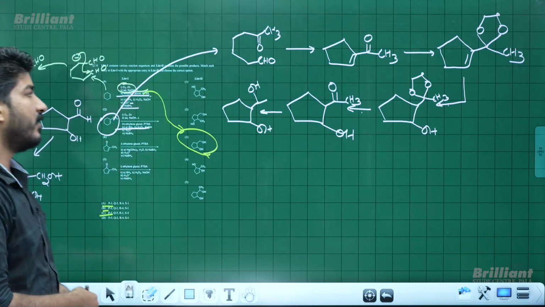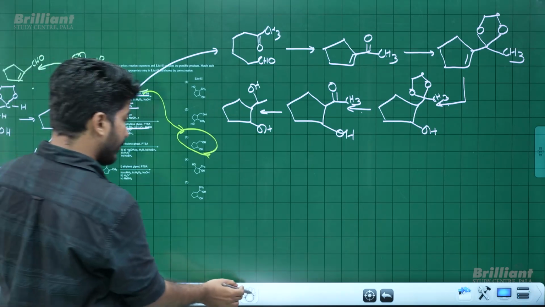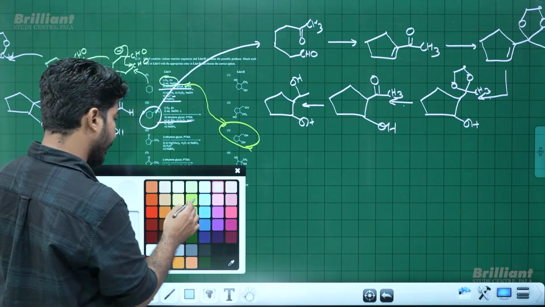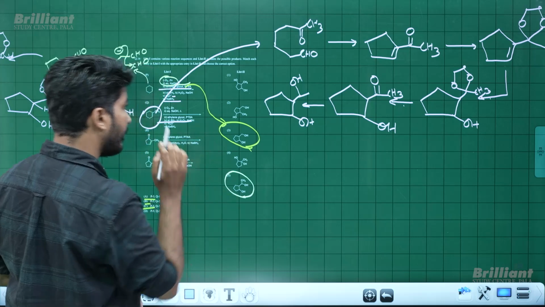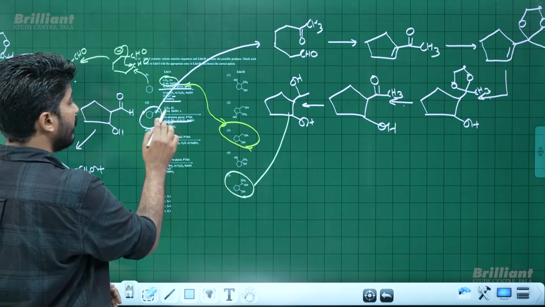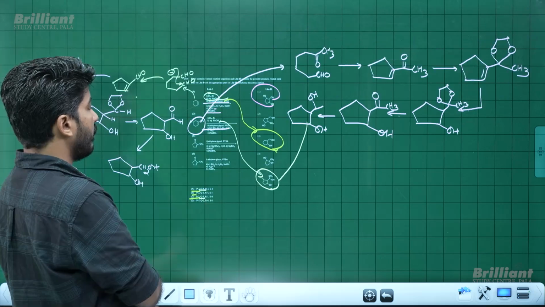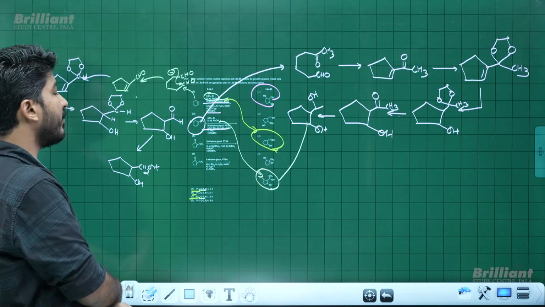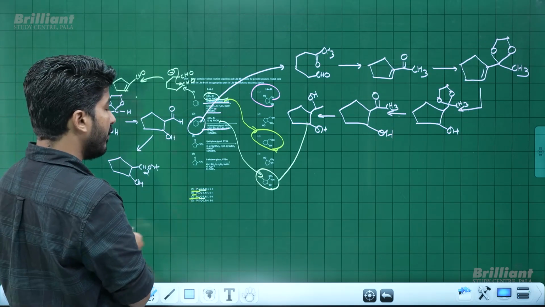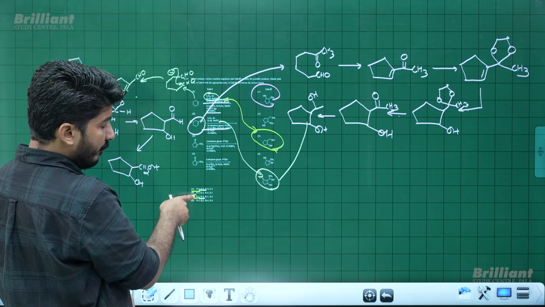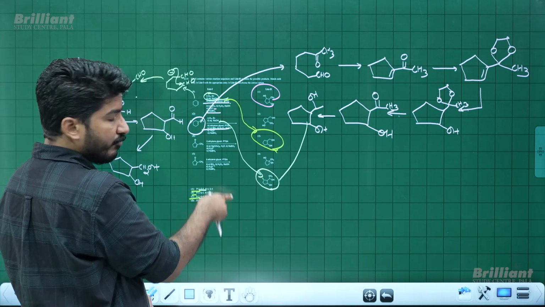So that is the final product, and that product we can see in option, compound 5. This is the one, right? So Q is matching with 5. Q is matched with 5 in 2 of the options. Now let's go ahead and see whether R can be matched with 1 or 4.